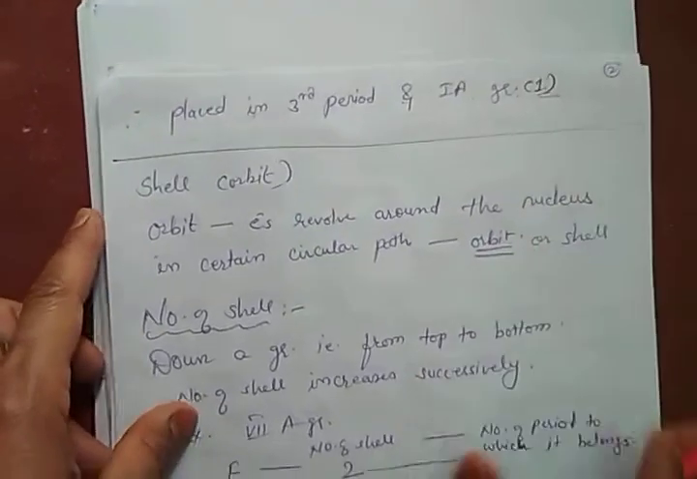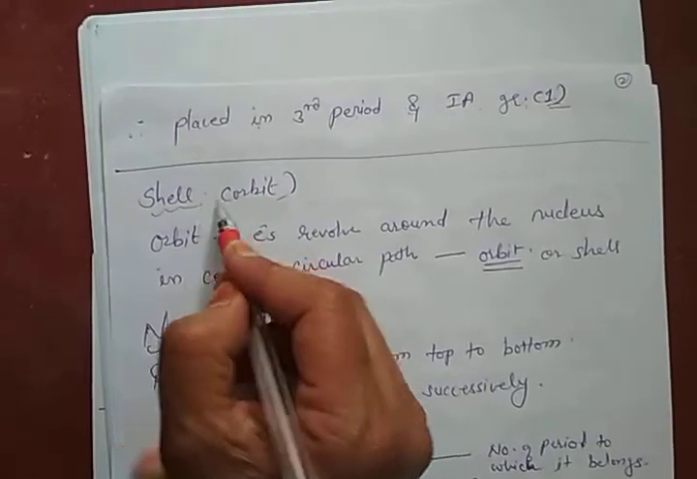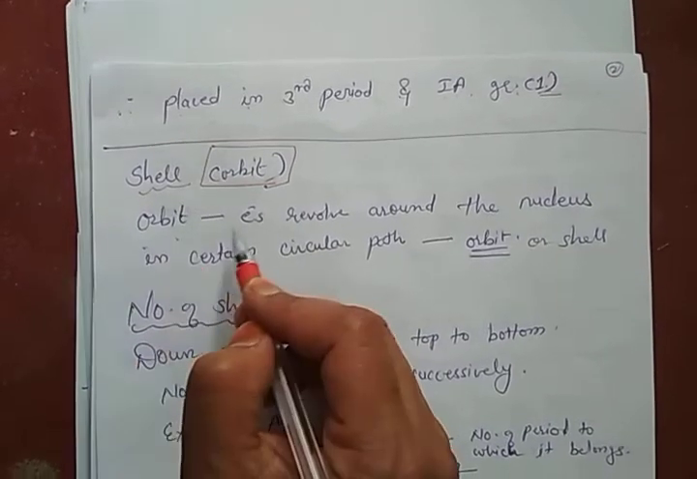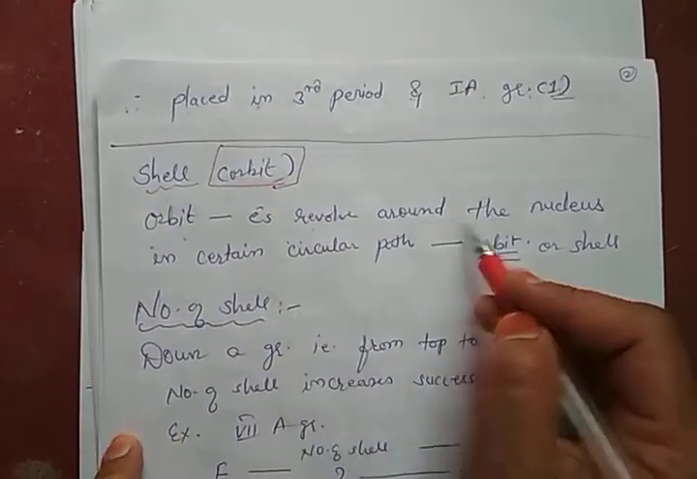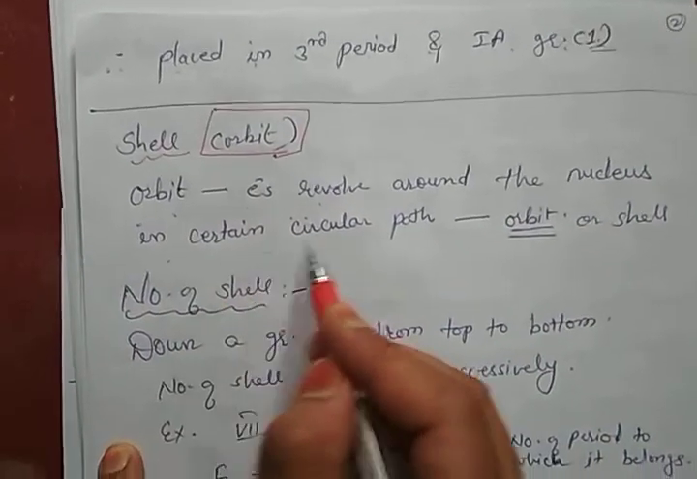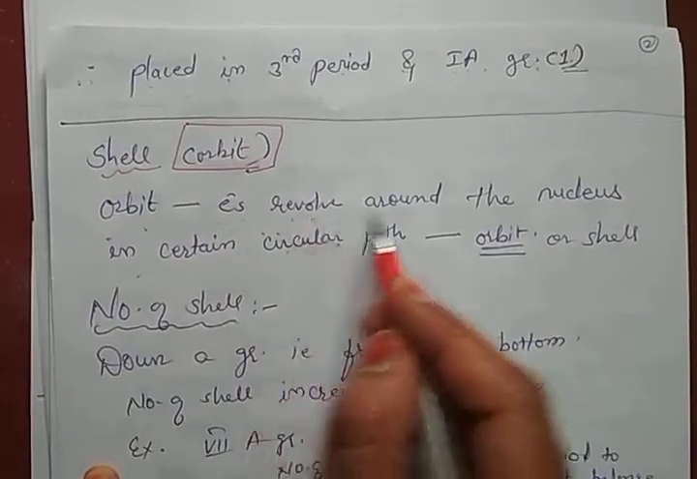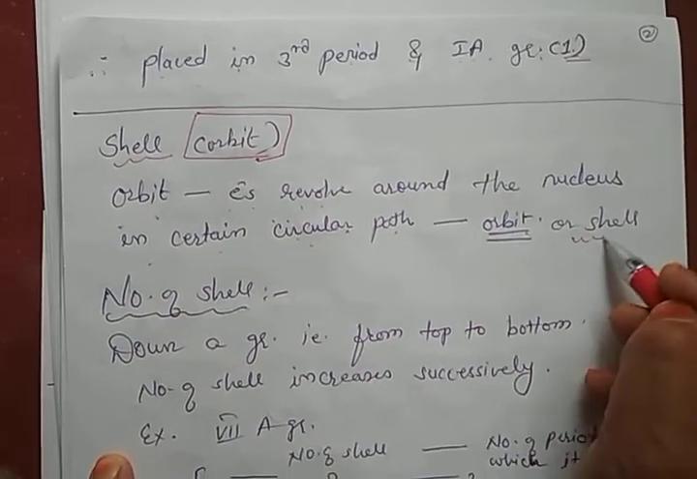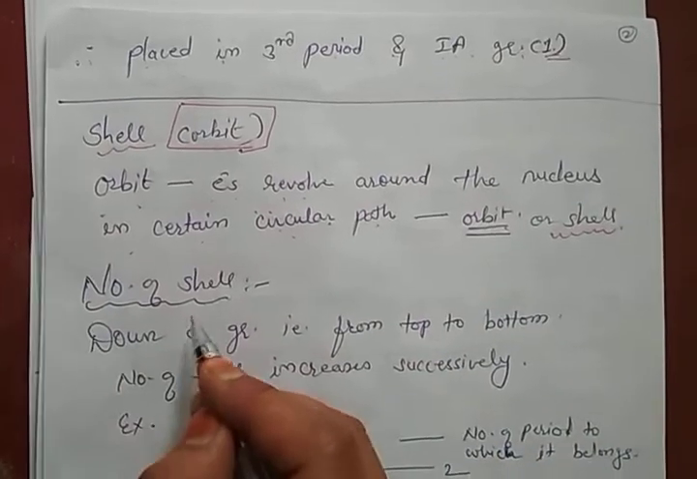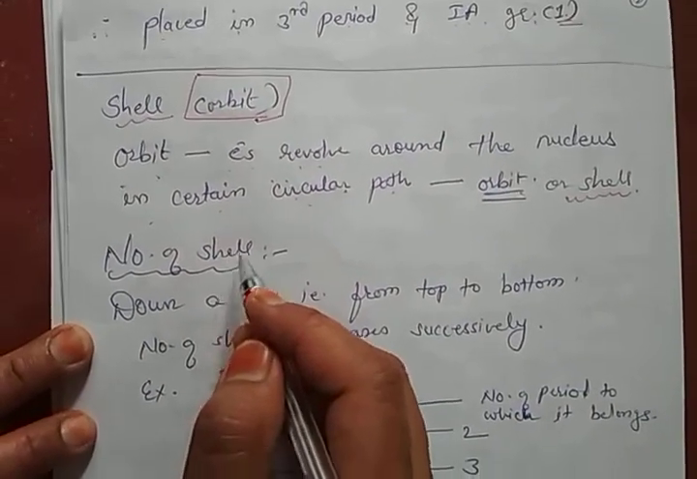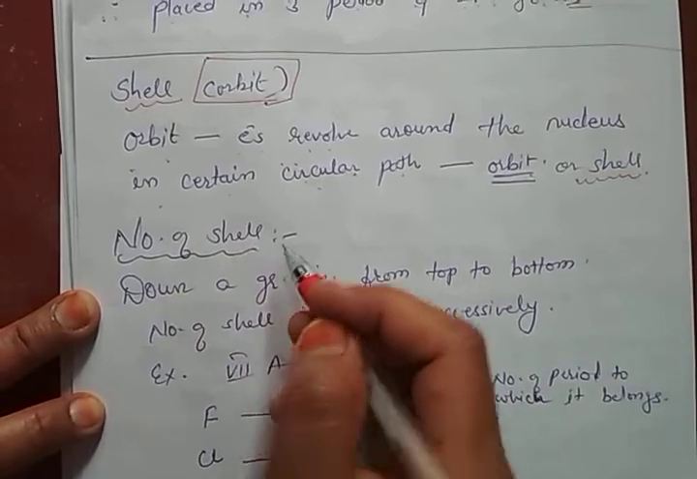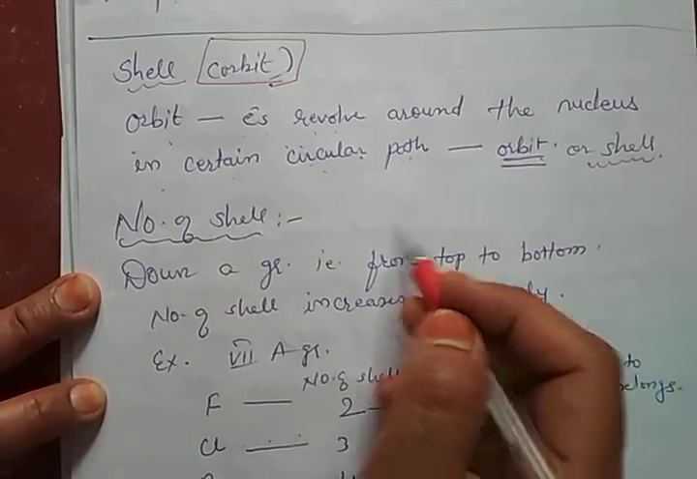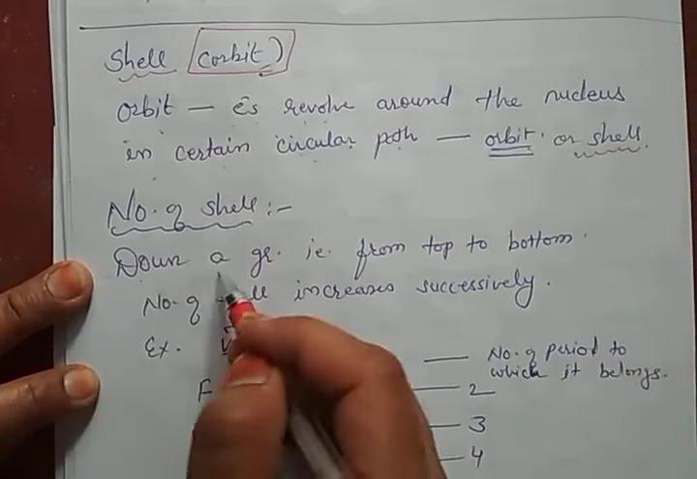Now the next topic we will move to is the shell, also called an orbit. An orbit or shell is the certain circular path in which electrons revolve around the nucleus. That circular path is called the orbit or the shell. To study the number of shells in the periodic table, we have to consider two cases: down a group and across a period.